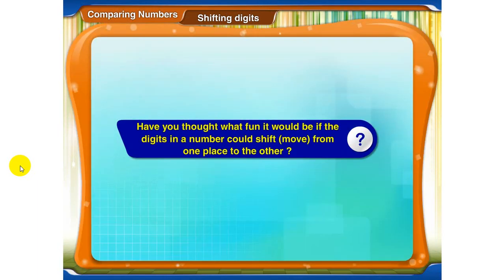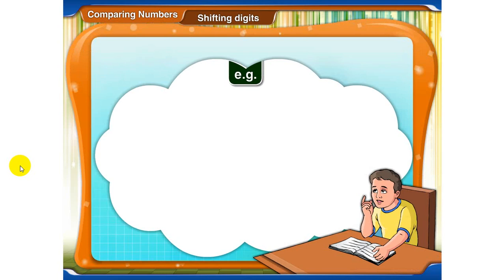Shifting digits. Have you thought what fun it would be if the digits in a number could shift or move from one place to the other? Let us understand this with an example. For example, let's take a number 182. If we put the digit at units place in 182 at hundreds place, then we get two numbers, 218 or 281.